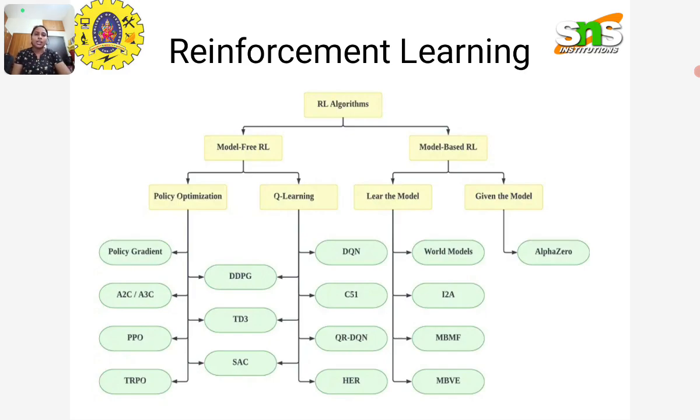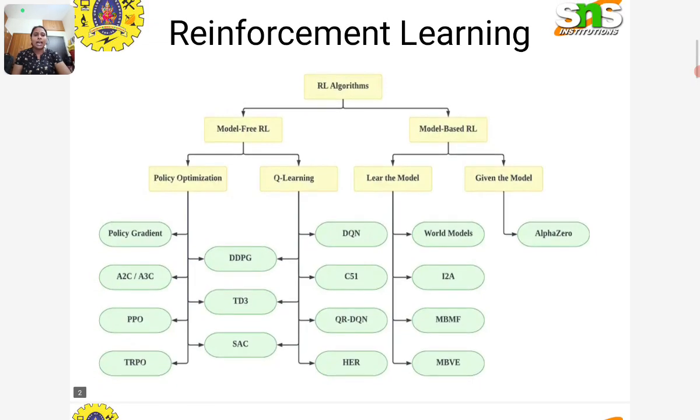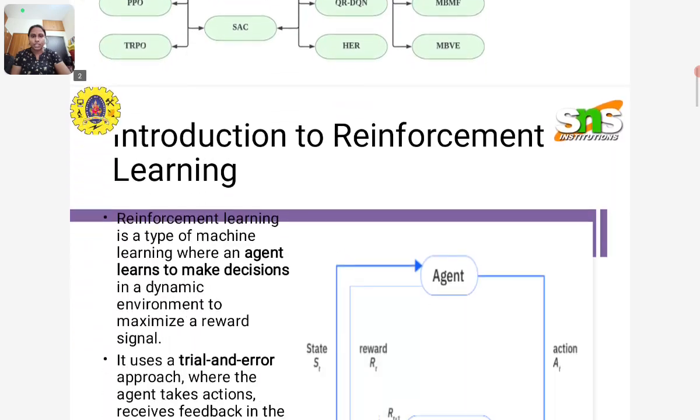And under model-based reinforcement learning, it has learn the model and given the model. That is, learn the model means the world models, and given model is AlphaZero. So this is the structure of reinforcement learning algorithms.